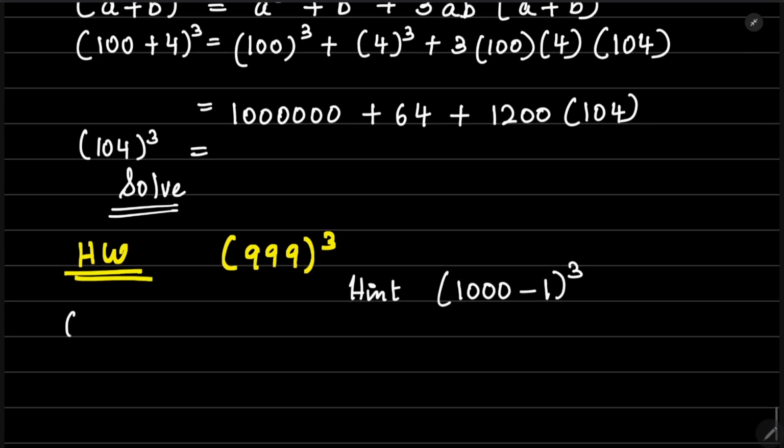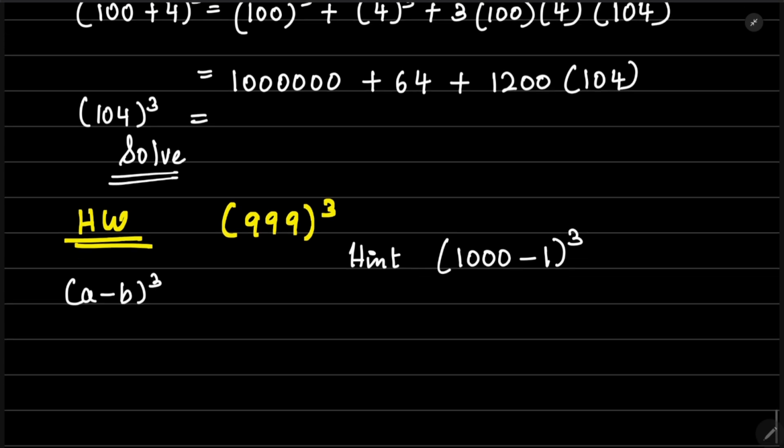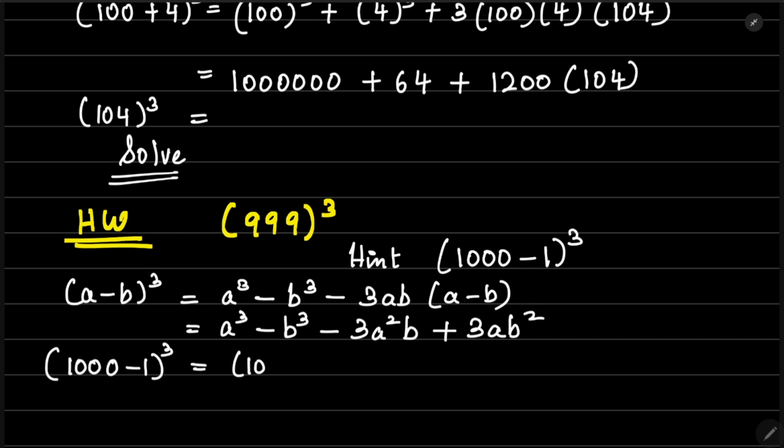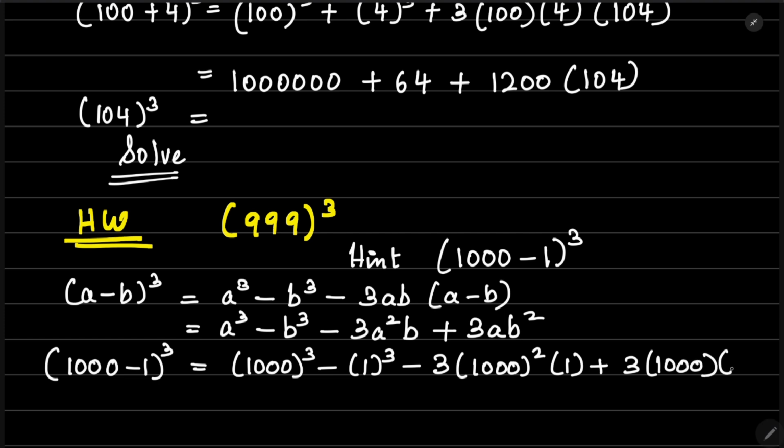So you'll have to expand it using a minus b the whole cube, which is equal to a cube minus b cube minus 3ab into a minus b, which is nothing but a cube minus b cube minus 3a square b plus 3ab square. Okay, so your 1000 minus 1 the whole cube will be equal to 1000 cube minus 1 cube minus 3 into a, which is nothing but your 1000 square into 1, multiplied by 1 plus 3 into 1000 multiplied by 1 square.